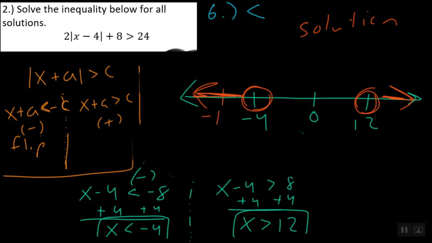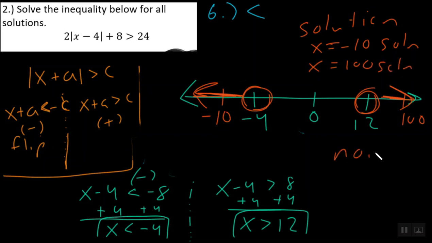So for instance, negative 10 is less than negative 4. We could say x equals negative 10. That would be a perfectly good solution. We can choose any number greater than 12. We could say, you know, what if x was 100? Yeah, x would equal 100. That would also be a solution. What would be a non-solution, something that wouldn't work? Well, 0. x can't equal 0 because that's going to give us an untrue statement. Okay? All right, let's go ahead and move on to our next example.